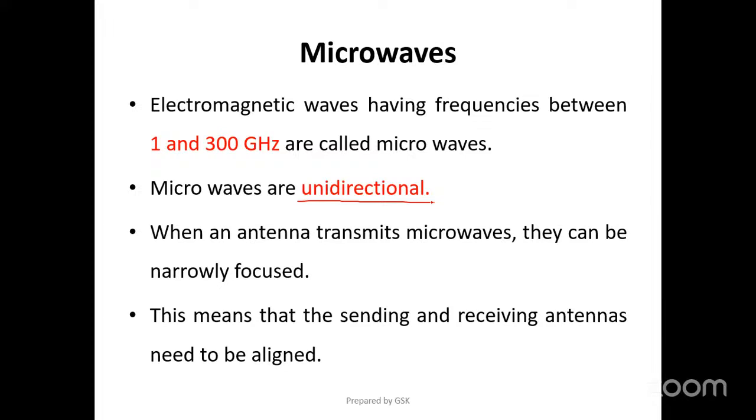When an antenna transmits microwaves, they can be narrowly focused. This means the sending and receiving antennas need to be aligned. This is the major difference between radio waves and microwaves. If you are using radio waves, there is no need to align the antennas. But with microwaves, the antennas must be aligned.